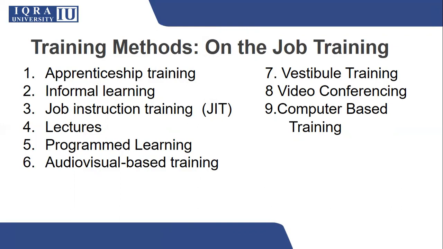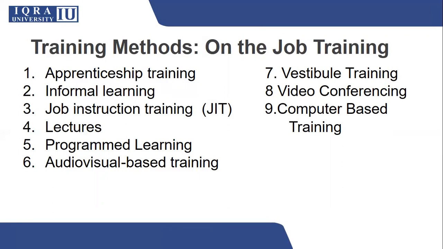Now, job instruction training, which we call JIT, what is it? Many jobs consist of a sequence of steps that one best learns step by step. Such step-by-step training is called job instruction training. Then lectures. Lecture is basically a quick and simple way to present knowledge to a large group of trainees, as when the sales force needs to learn a new product feature. Right? Now, next is programmed learning.